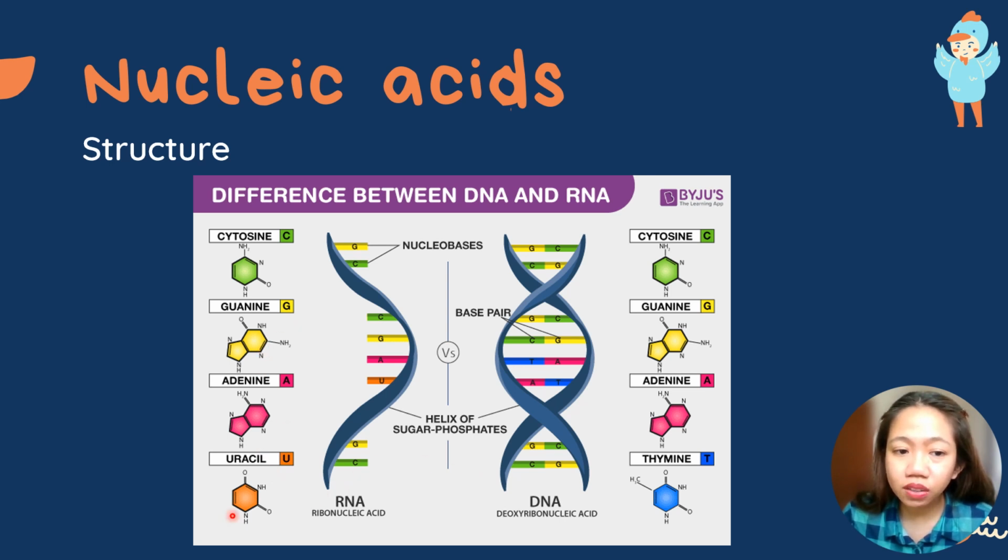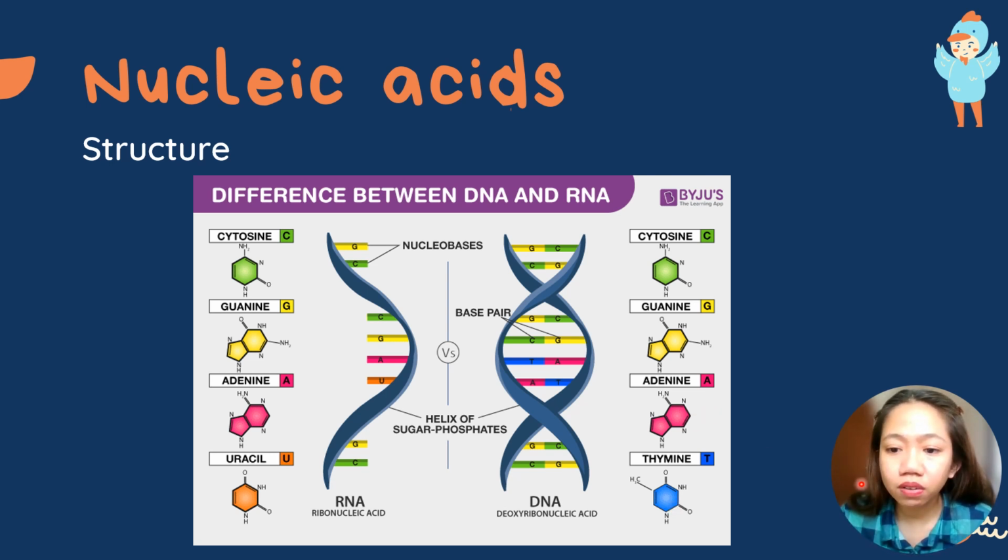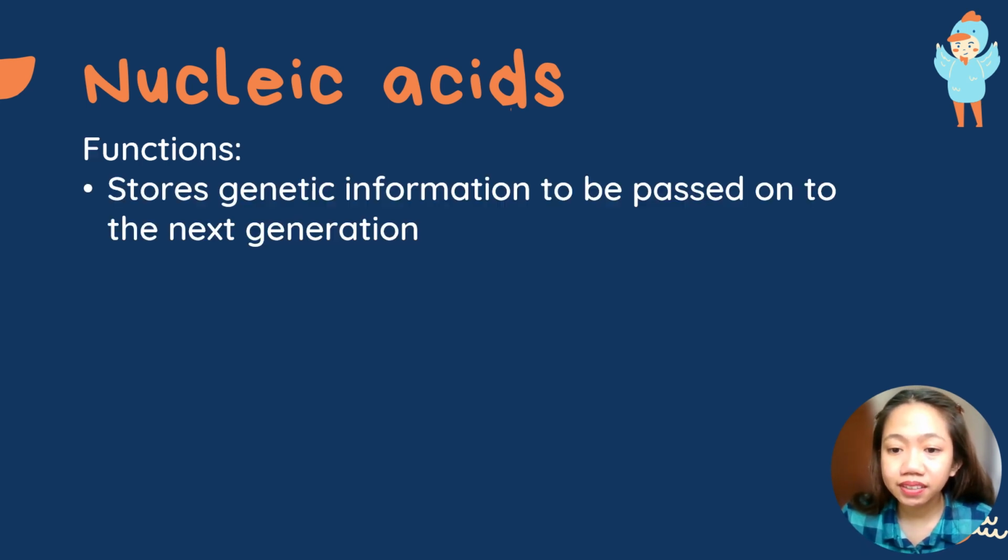On the other hand, there are also nitrogenous bases only present in specific molecules. For example, RNA only has uracil instead of thymine, which is the trademark of DNA. But again, these nitrogenous bases are one of the three components of nucleic acids. And if you combine nucleotides together, you have the RNA and DNA, which is the genetic information for all living organisms. As stated here, nucleic acid stores genetic information to be passed on to the next generation.